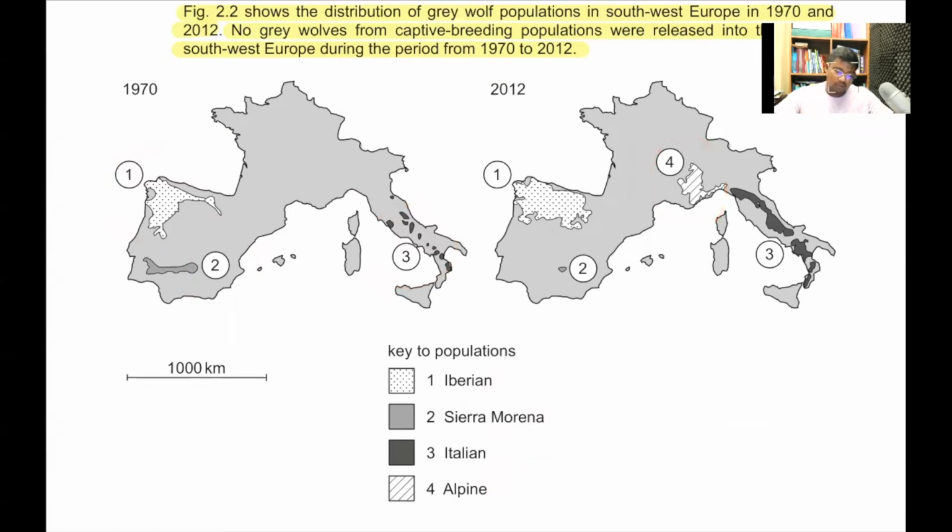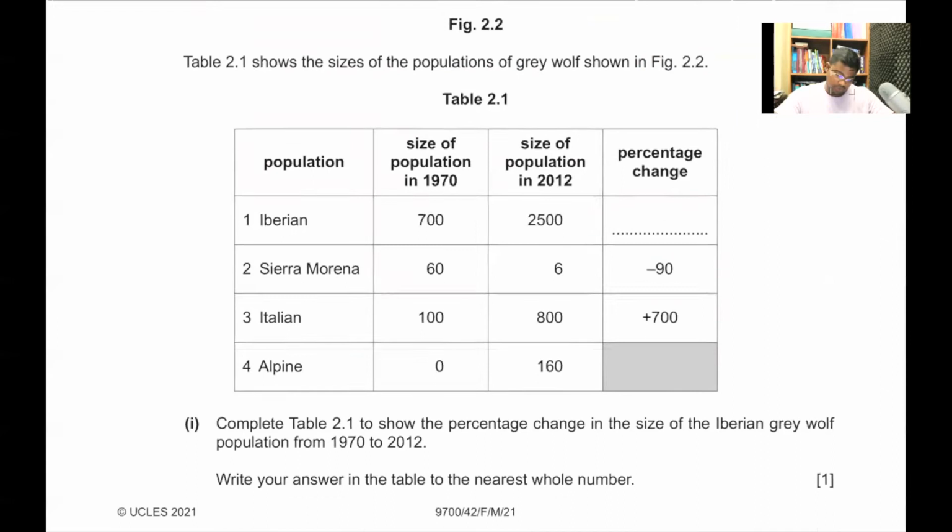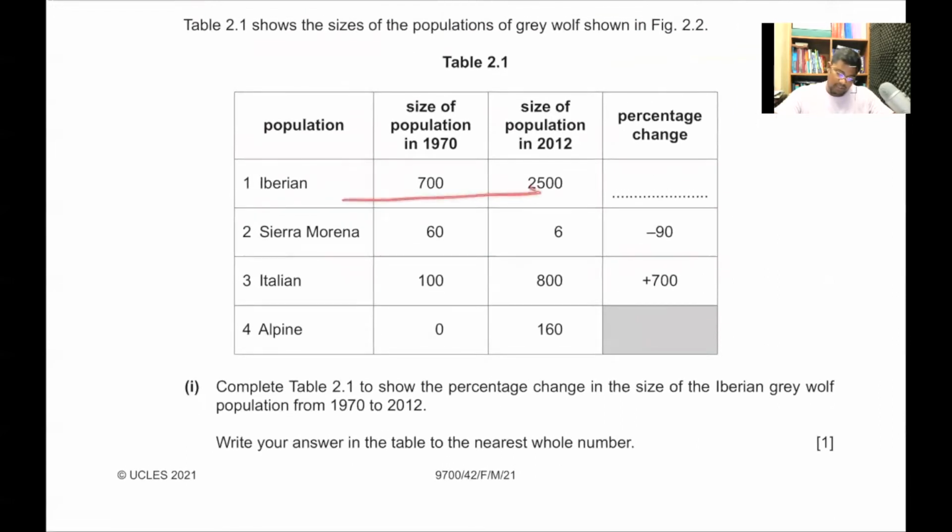We can see the number 4 Alpine is a new population, which wasn't there in the 1970s, and it's now present in 2012. Table 2.1 shows the sizes of the population of gray wolf shown in figure 2.2. We can see their increase in population. Sierra Morena, it decreased. In Italian, it increased. And in Alpine, a new population has started.